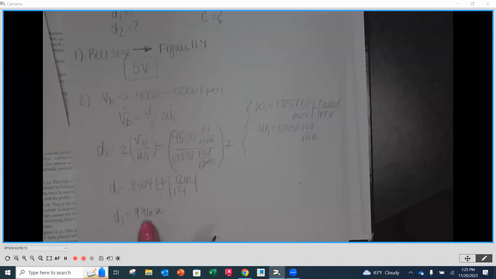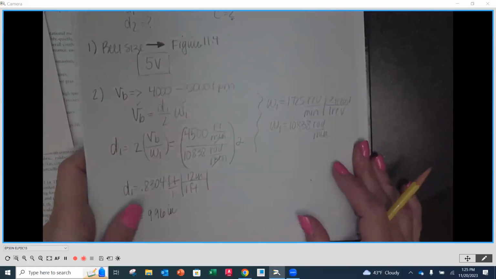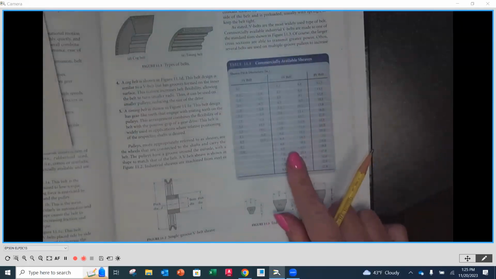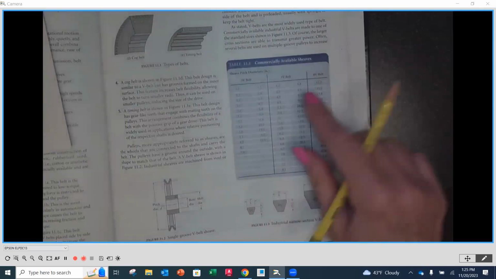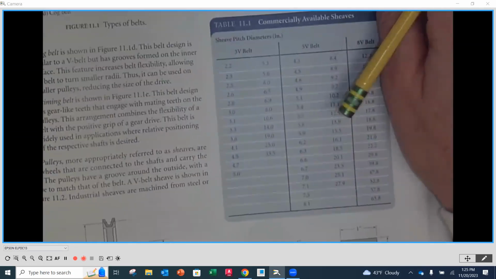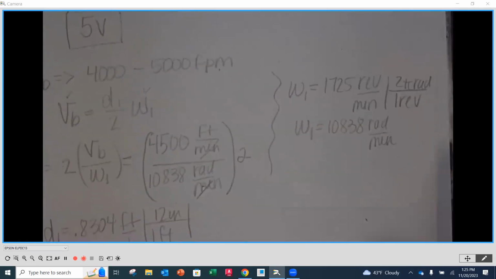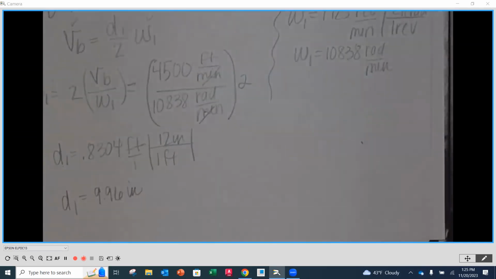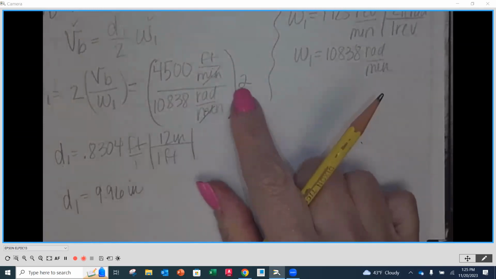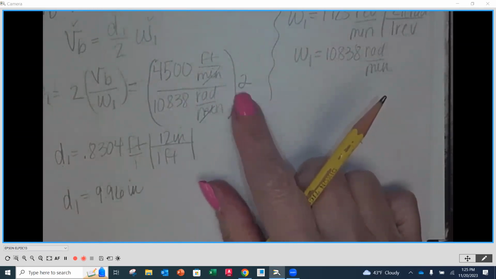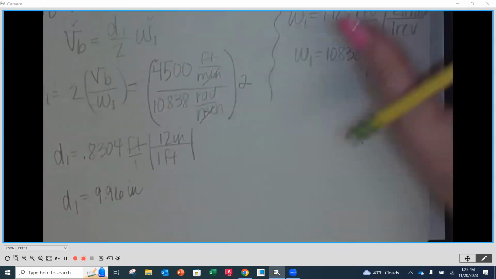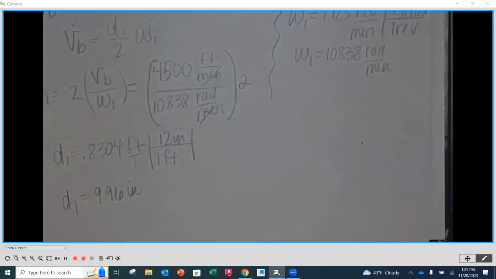Now, we're going to take this value and go to table 11-1, and find the closest number here. What'd you get? I got 0.41. Did you multiply by 2? No. Yeah, don't forget to multiply by 2, because that would be the radius.